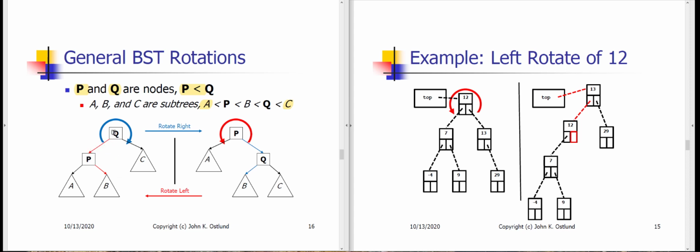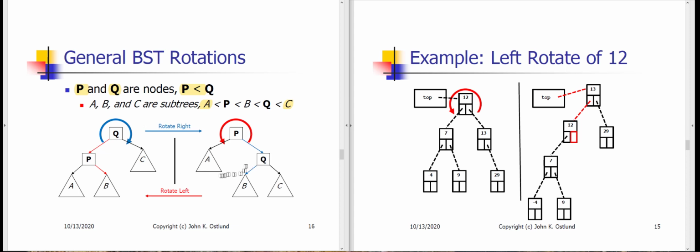In the case where Q is the parent of P and P is on the left side, if I do a so-called right rotation, a right rotation of Q means to elevate P above Q. And in order for P to be elevated above Q, Q has to become the right child of P. Well, P used to have B as its right child, so B now has to become the left child of Q in order to remain in the correct position.